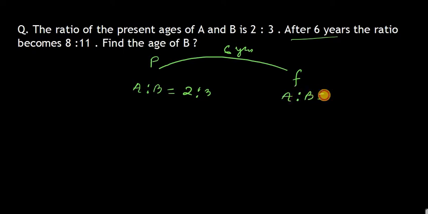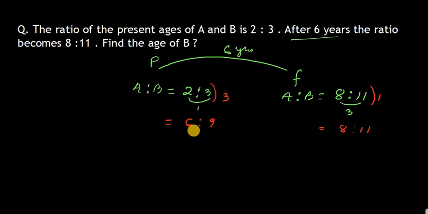A to B, in terms of ratio, is 8:11. The ratio is 8:11, so we need the gap. Bold the ratio: 3 2 is 6, 3 3 is 9, and 8 to 11 is a gap of 3 units. 6 to 9, so the difference is 3 units. You want to find the age of B.